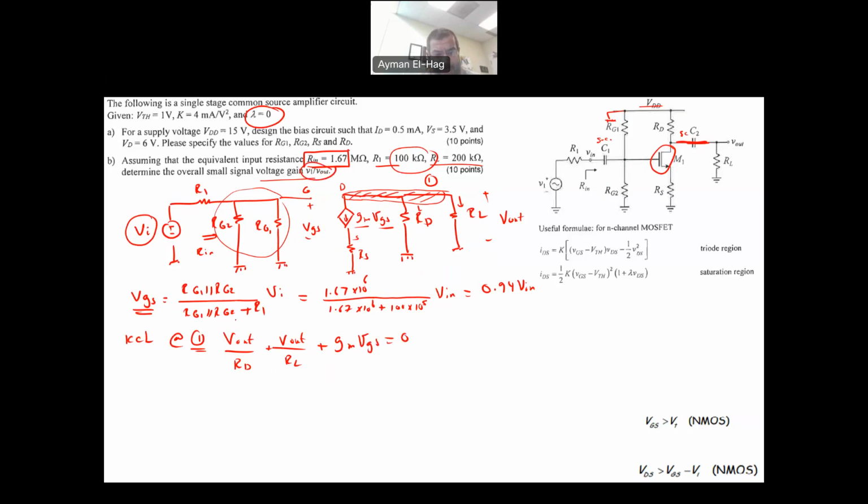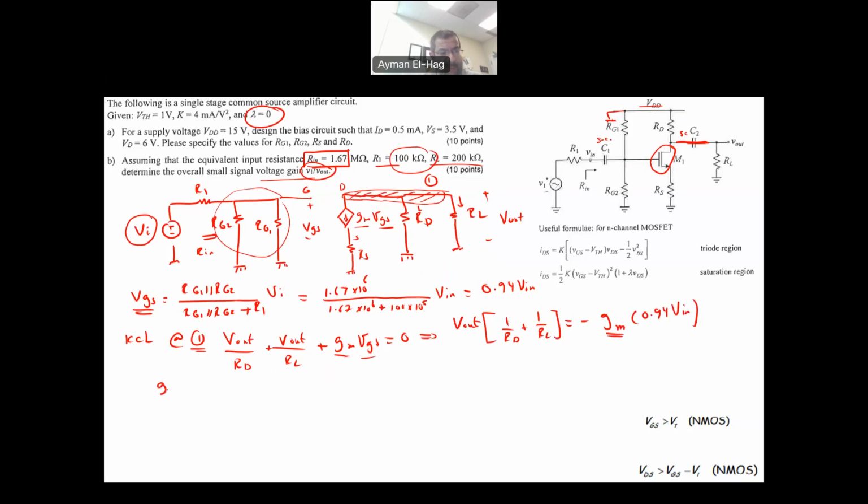Now, this side is all Vout. So I need to convert this to Vn. VGS has been already converted. So this is equal to Vout times 1 over RD plus 1 over RL equal to minus GM, and this is equal to 0.94 Vn. Perfect. So the only thing that I am really interested in now is to find GM.